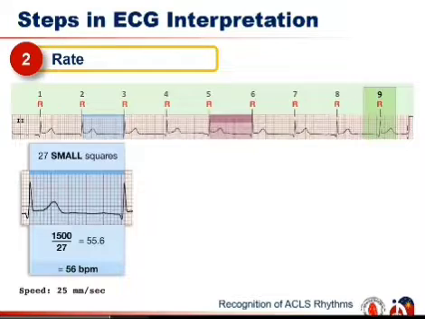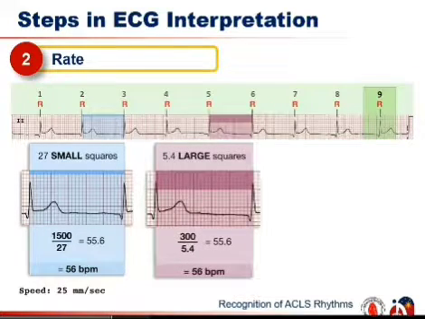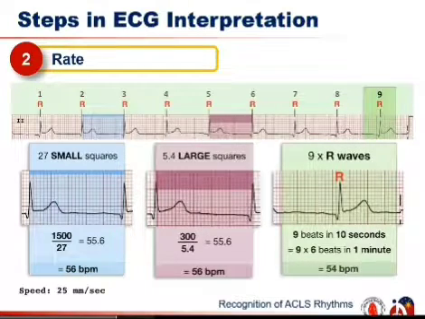Another method is to count the number of big boxes and use it to divide the number 300, which is also a constant if you opt to use this big boxes method. You may also get a heart rate by multiplying the number of QRS complexes contained in a 10-second strip by 6. Or you can use a 6-second strip, count the number of QRS complexes, and multiply by 10. The number or product you get by multiplying these numbers in both techniques is the heart rate. Remember that these methods only apply to regular rhythm ECGs.